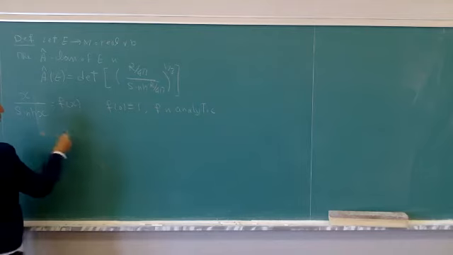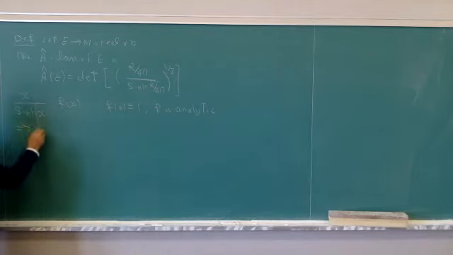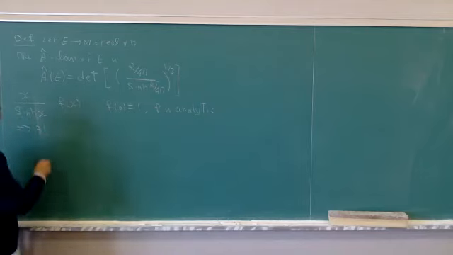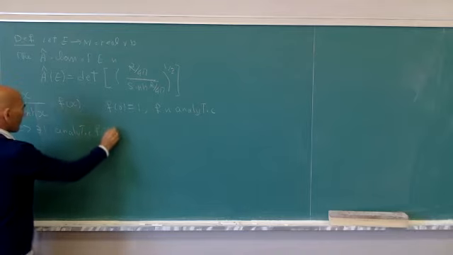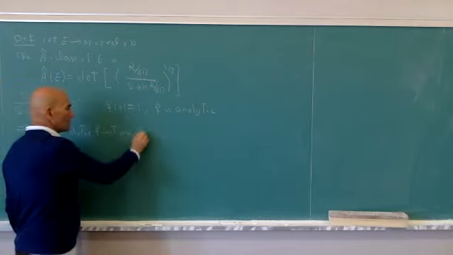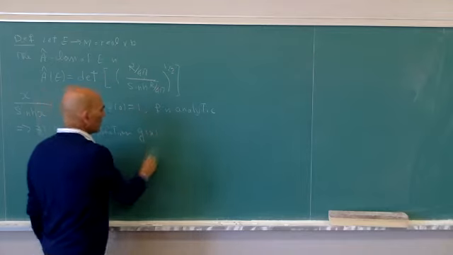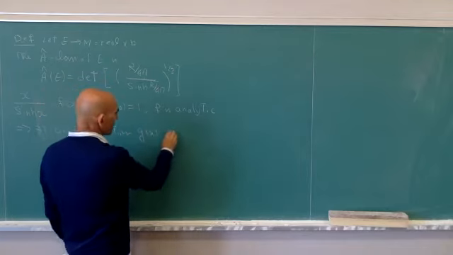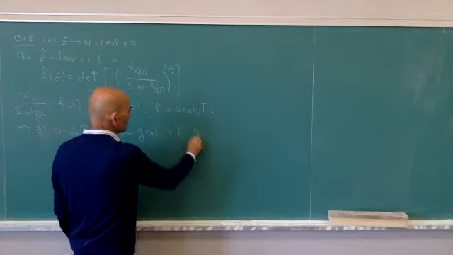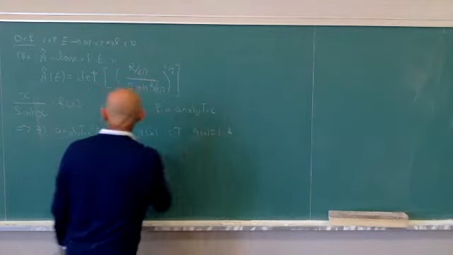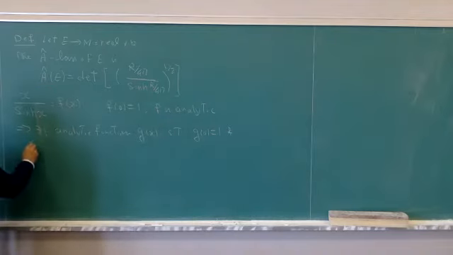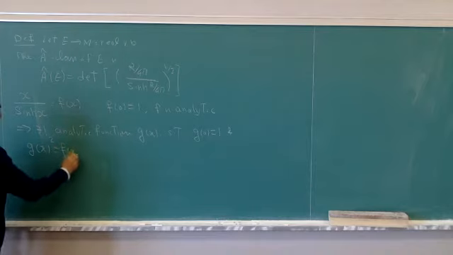From here, it follows that there exists a unique analytic function g of x around 0, such that g of 0 is equal to 1 and it is actually the root of this function, g of x squared is equal to f of x. Right?